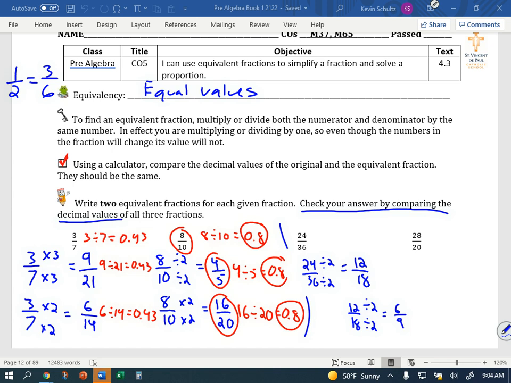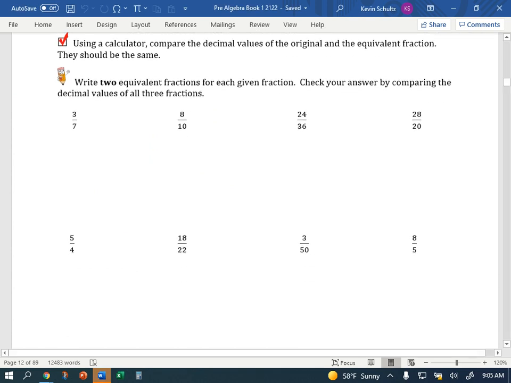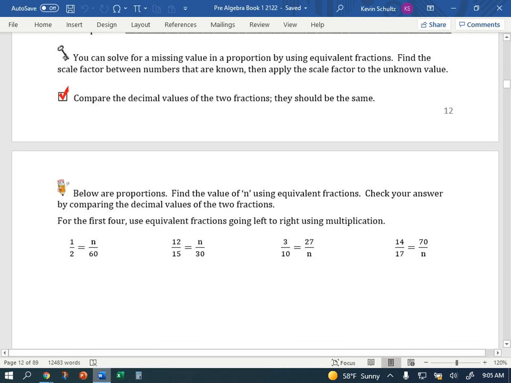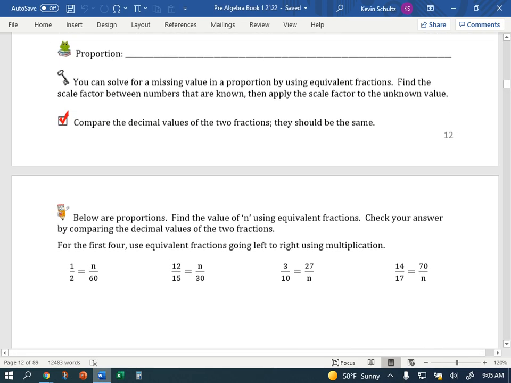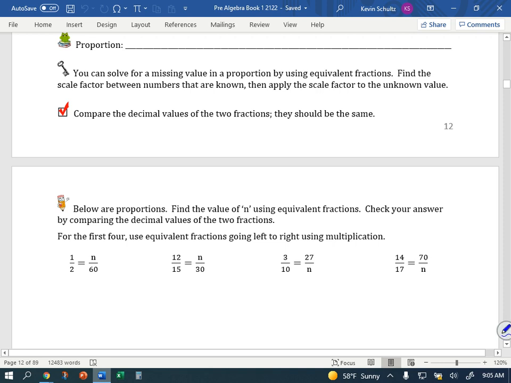Anything else with this section here? Okay. How we can use equivalent fractions, it's fun to find them, right? Fraction fun, equivalent fractions. But how we can use them is solving proportions, which I'd like you to look at. Well, here, let's define it first. What is a proportion?